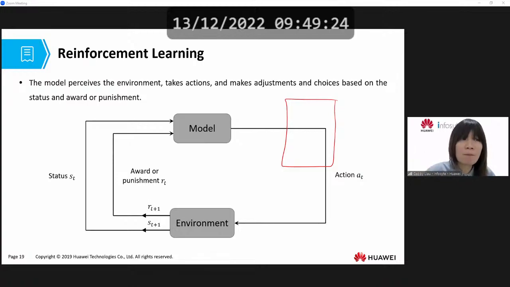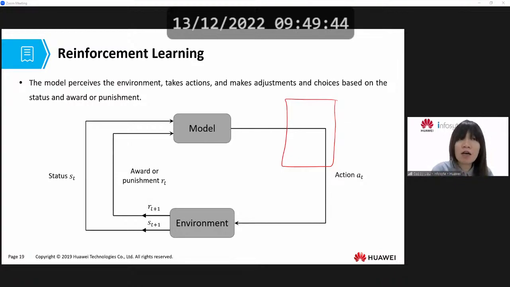So if you receive the penalty, what will you do? You will adjust your own action. Maybe you will stop reversing back. You will stop the action. So this is another kind of adjustment that you can make based on the penalty.